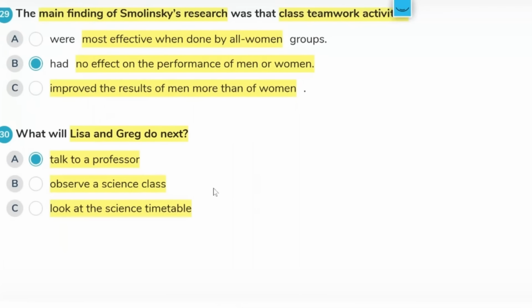This is a suggestion. They are not going to do it. Those who selected C, you should know this is just a suggestion given by her, right?